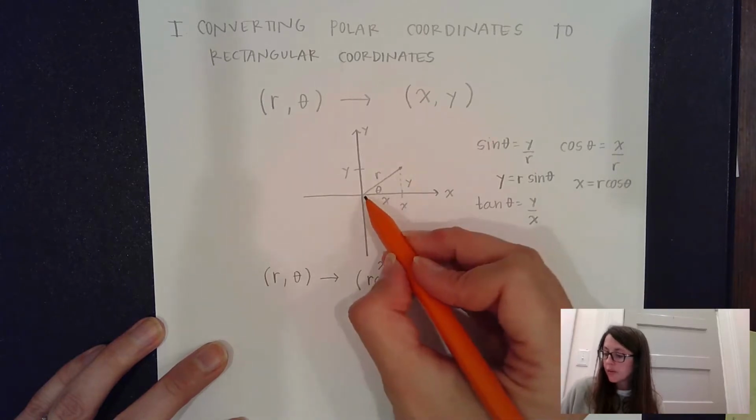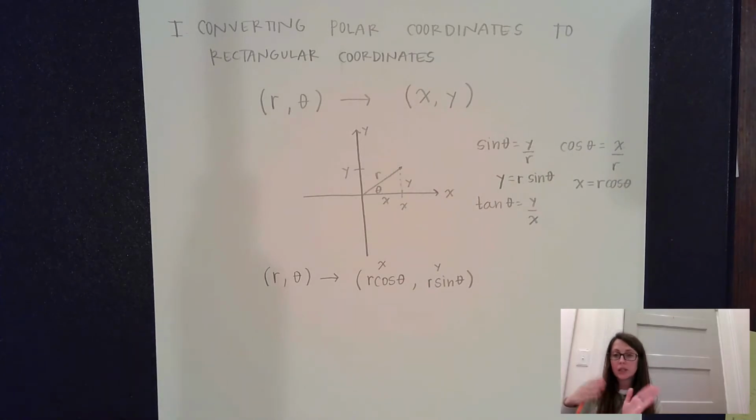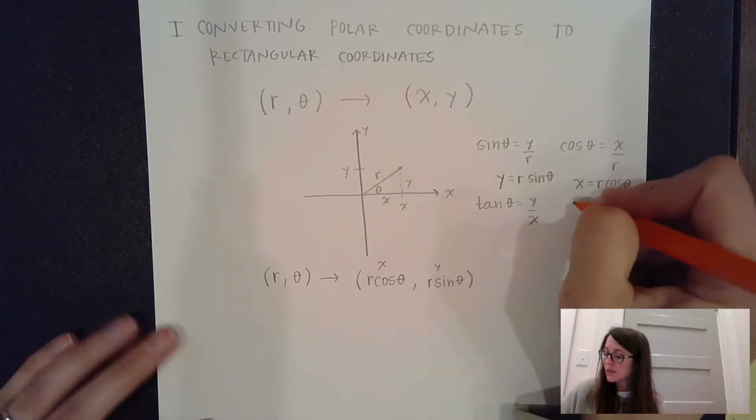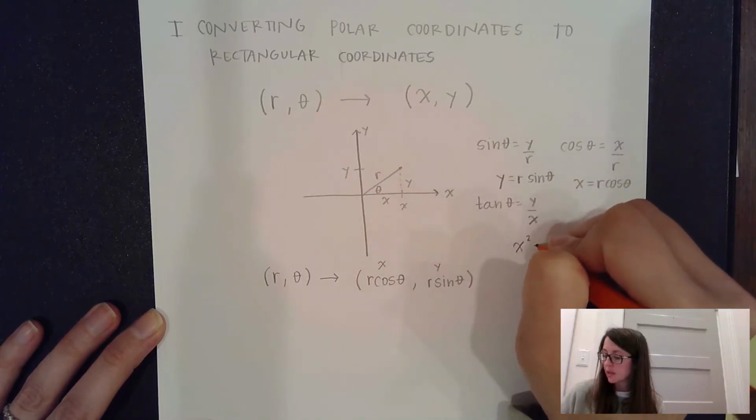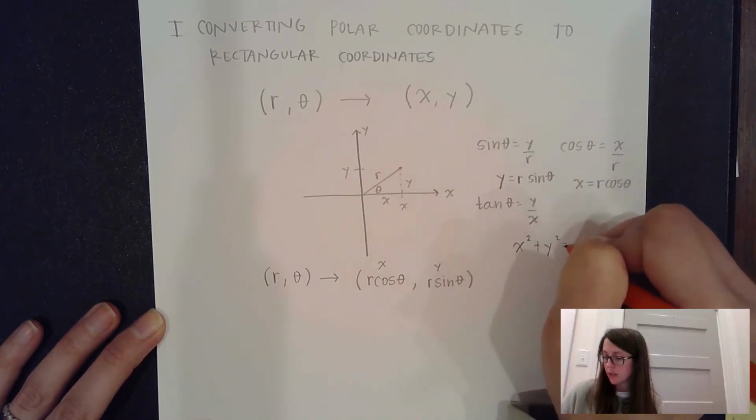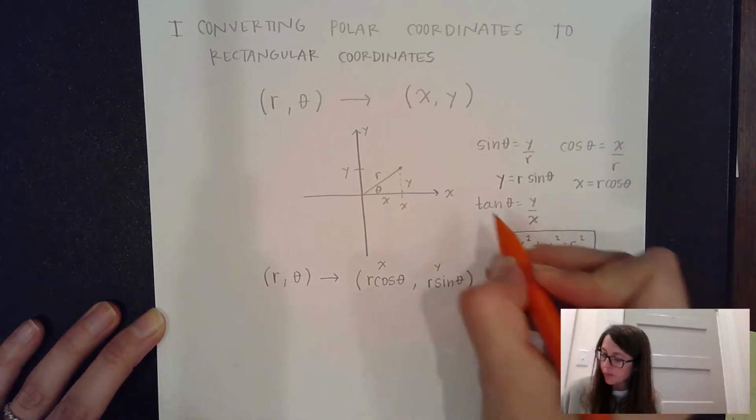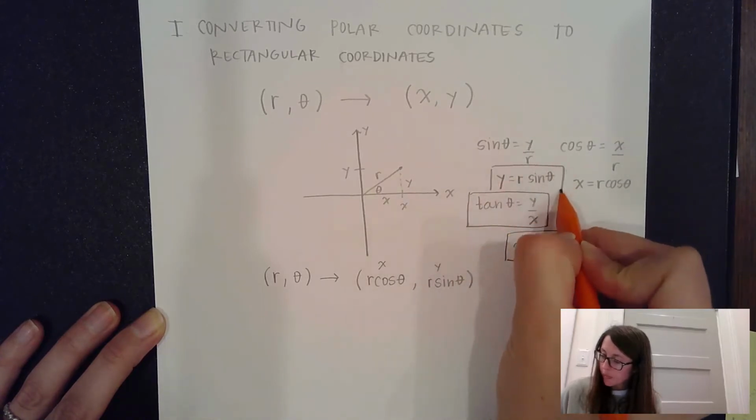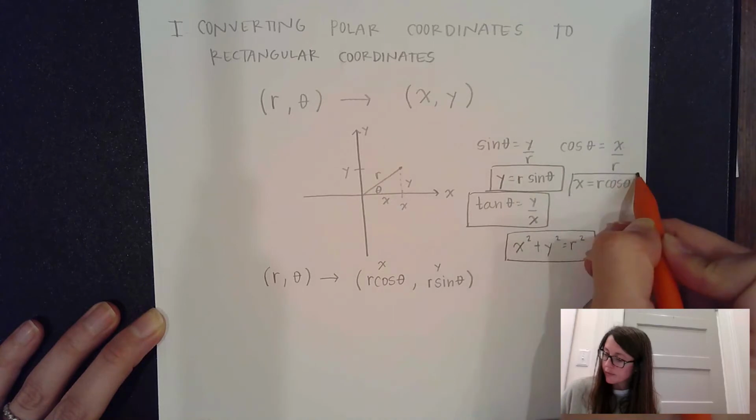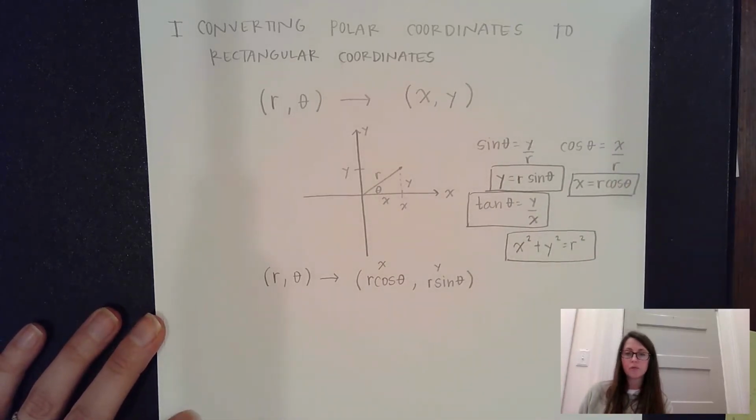The other thing that we could do, and this is going to be when we convert backwards, when we go from rectangular to polar coordinates, is using the Pythagorean theorem. The Pythagorean theorem, remember, is x squared plus y squared equals r squared. Tangent of theta is going to be equal to y over x. Y equals r sine of theta, and x is going to be equal to r cosine of theta. Those are our four equations that we need to remember.